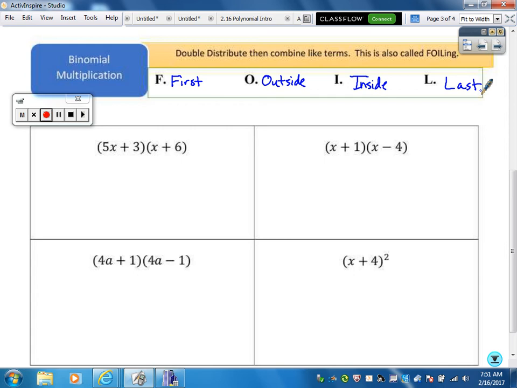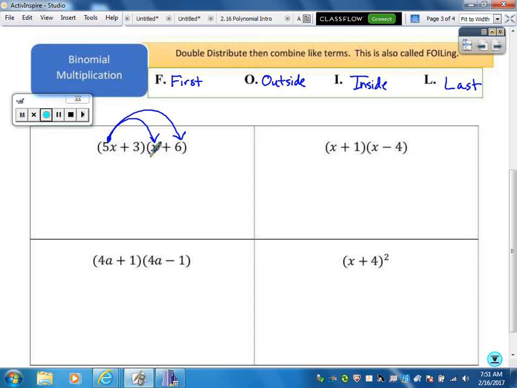So the first thing you do is you distribute the first term. So that's why it says first, because it's first to first, and then outside to outside. So that's the F and the O of FOIL. So first to first, first to outside. So let's go ahead and do that math real quick.